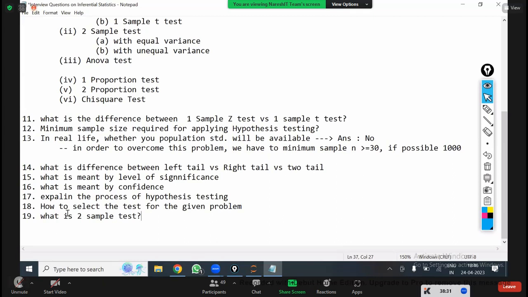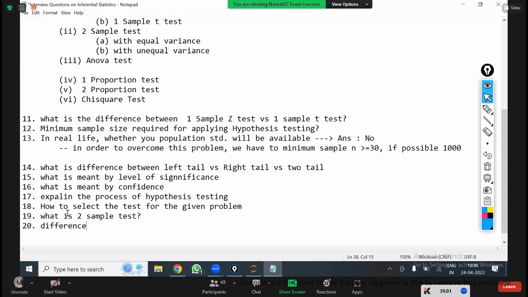So next, what is the difference between two sample test versus ANOVA test? First, let us see what is meant by ANOVA. ANOVA means analysis of variance. AN stands for analysis, O stands for of, VA stands for variance. Whether both of them are having equal variance or not.